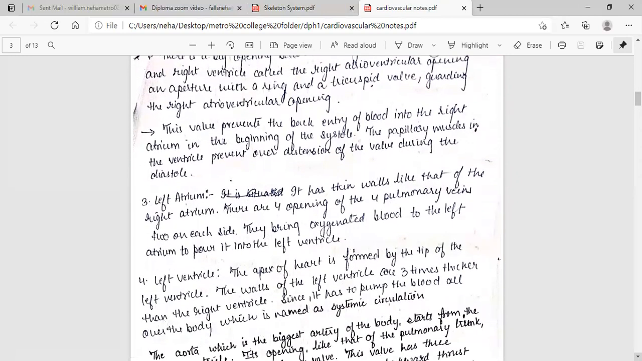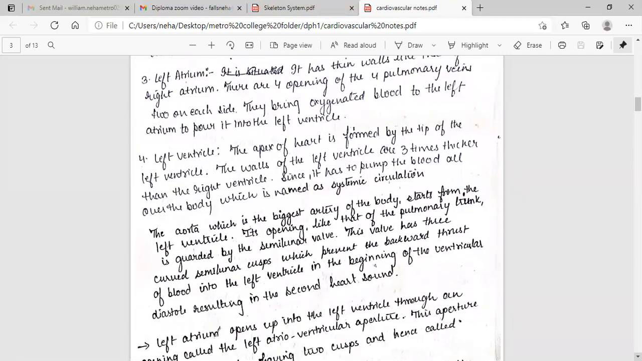Left atrium. It has thin walls like that of the right atrium. There are four openings of the four pulmonary veins, two on each side. They bring oxygenated blood to the left atrium to pour it into the left ventricle. Left ventricle. The apex of the heart is formed by the tip of the left ventricle. The wall of the left ventricle is three times thicker than the right ventricle, since it has to pump the blood all over the body, which is named as systemic circulation.